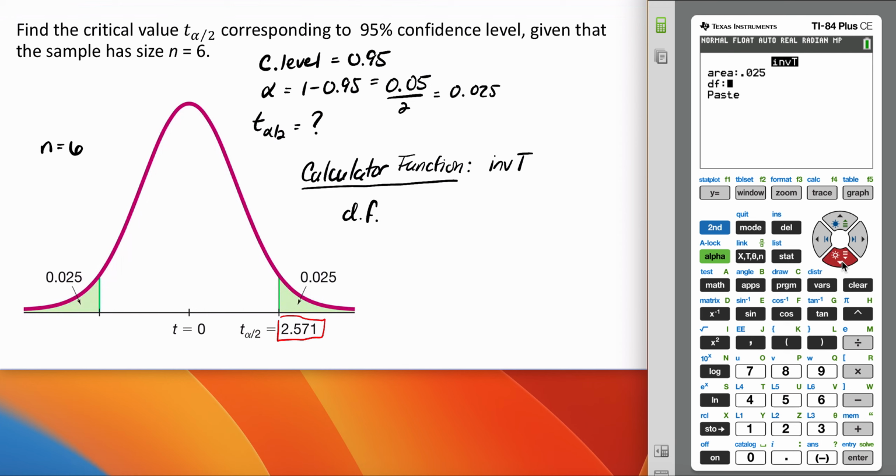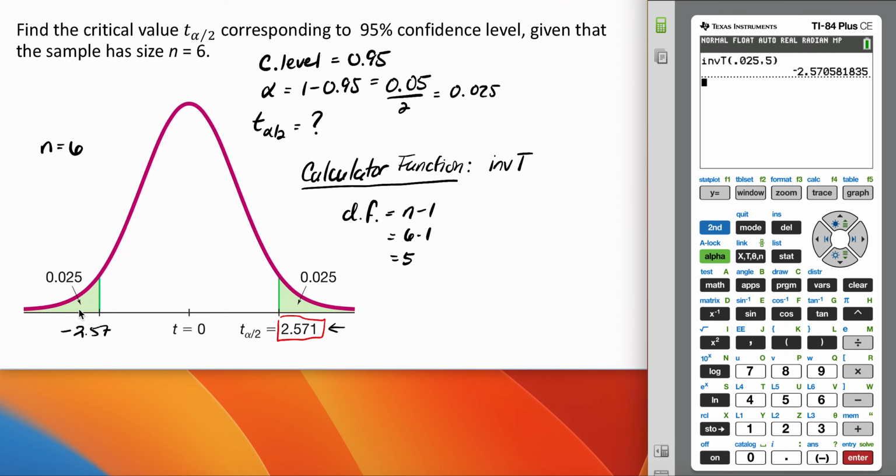Our degrees of freedom here is our sample size minus 1. So 6 minus 1 means we're going to use a degree of freedom of 5. And then let's go ahead and press enter. Notice that we get on the left-hand side here, the critical value is negative 2.57. On the right-hand side, if we take a look at the positive value, it would just be the same, but positive 2.571.